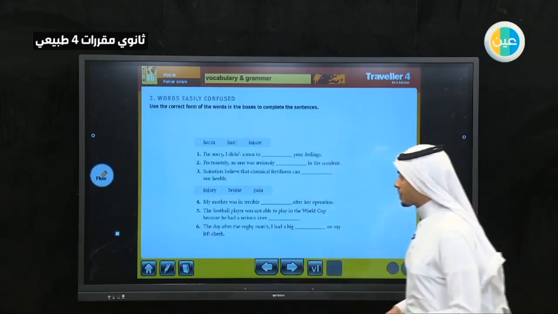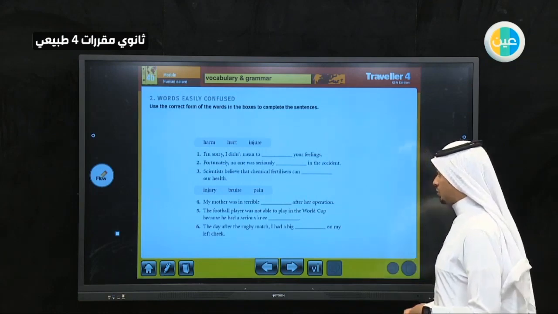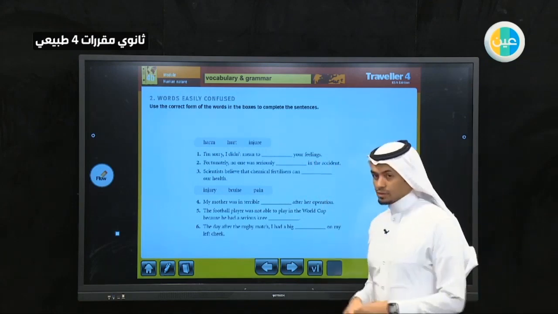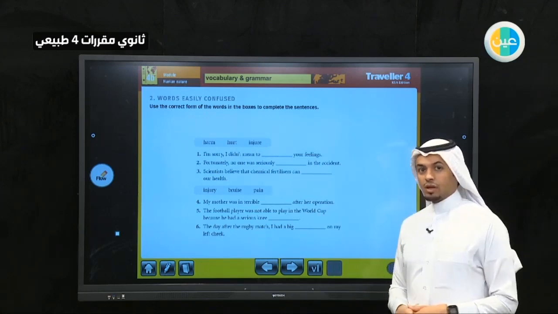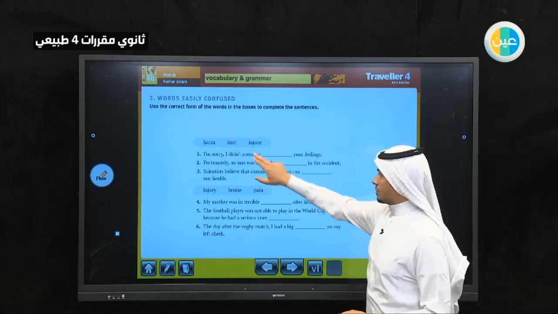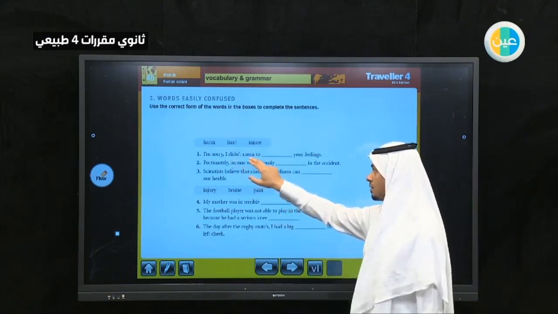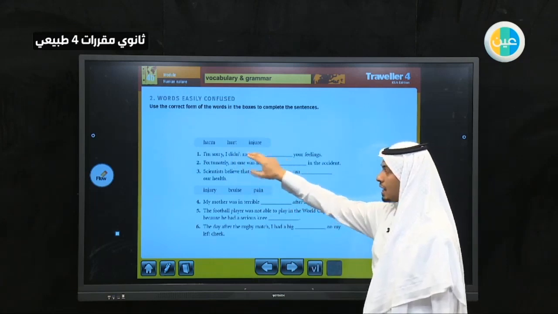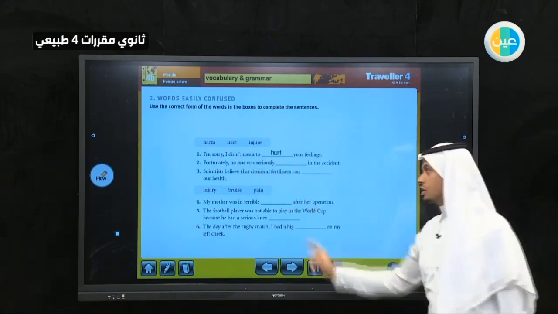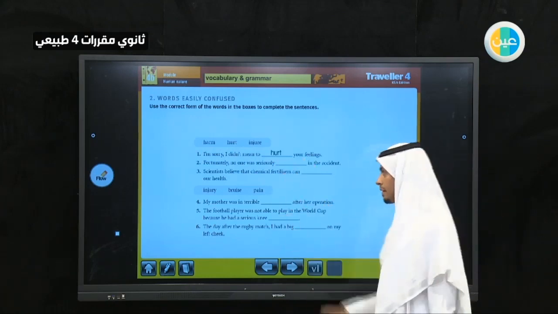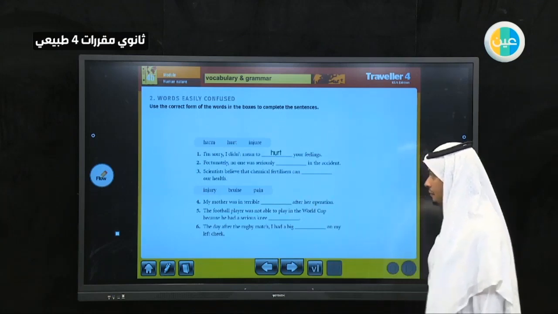Number 1, I am sorry. I didn't mean to blank your feelings. What did we say? We have just said that feelings is, which one do you think? Since we have "mean to," we don't add anything to the word, so it's hurt. We didn't say hurts or hurted because it's supposed to be an infinitive word in this space.